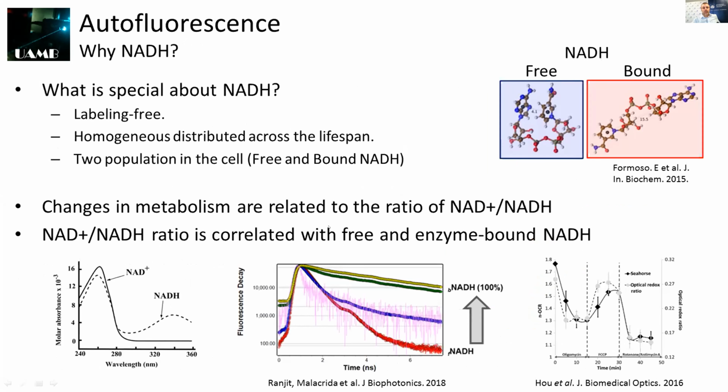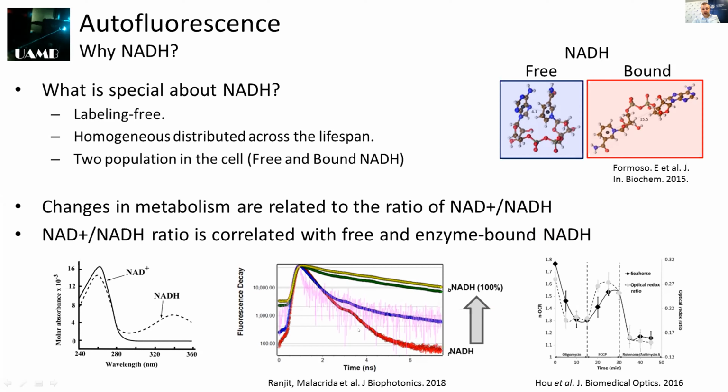NADH is important because it is heterogeneously distributed across the cell. All live cells have NADH, and the good thing is that we don't need to dope our sample with any fluorophore. It already comes with every cell. And it can be split into two populations, free and bound NADH, depending on the interaction or not with the enzyme. This change in the interaction between free and bound changes the lifetime. And these are part of the experiments that Suman showed today.